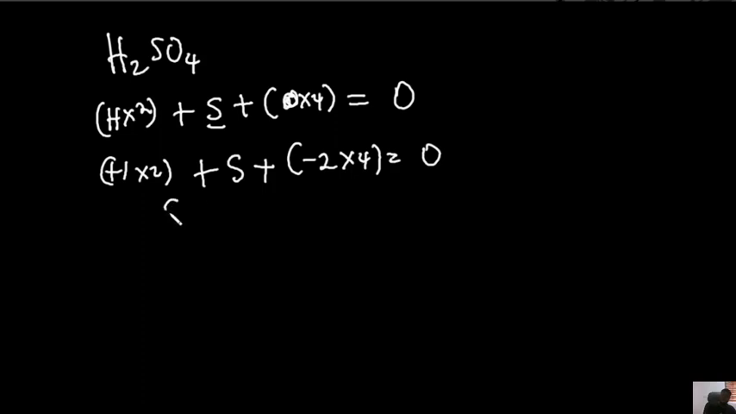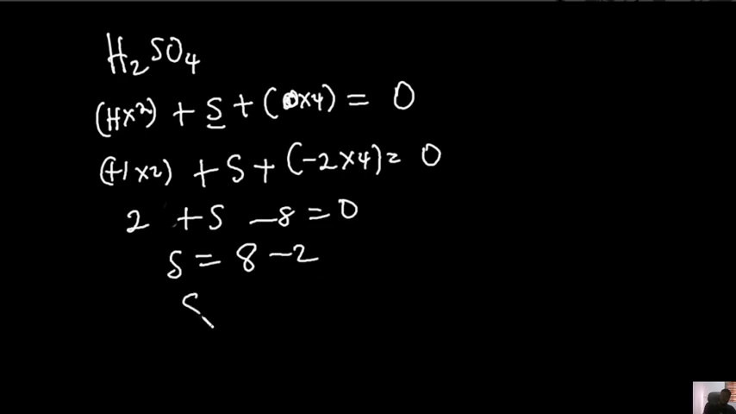So if we do this, making S the subject of formula, let's basically take it in sequence. 1 times 2 is going to give us 2 plus S. -2 times 4 is -8, equals 0. So making S the subject of formula, -8 crossing over will become +8, then 2 crossing over will become -2, and S is going to be equal to +6. So you have that. Now, whenever you are asked to find the oxidation number of individual elements, simply add them all up and equate them to 0 if the compound is neutral.